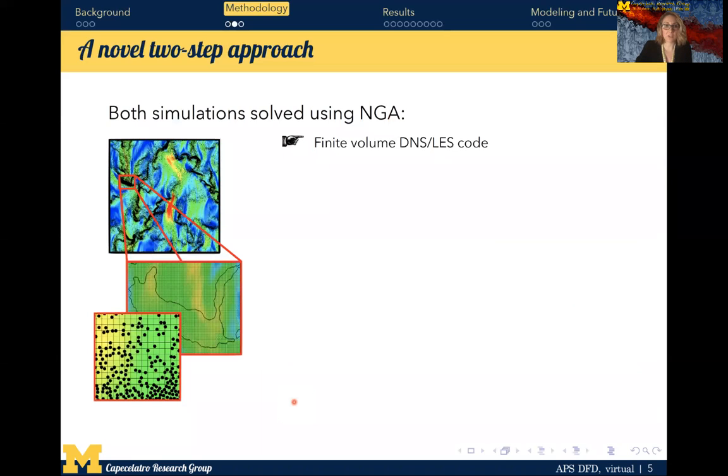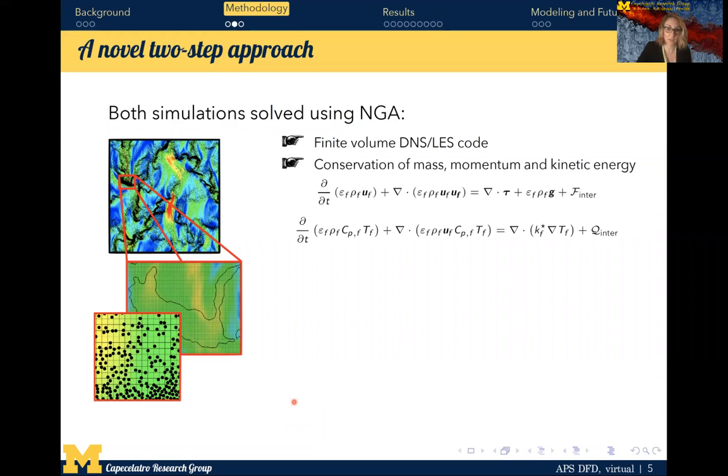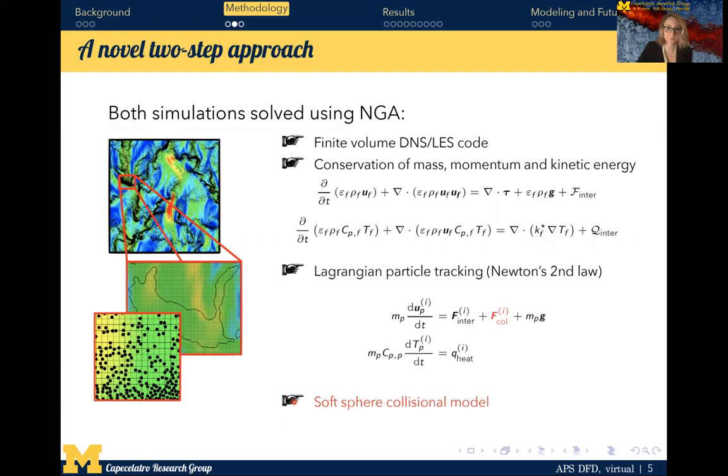Both of these simulations are solved using NGA, which is an in-house finite volume DNS LES code that conserves mass, momentum, and kinetic energy, as shown here. Particles are tracked in a Lagrangian manner using Newton's second law, where the right-hand side of the momentum equation includes an interphase force, a force of collision, which is modeled using a soft sphere collisional model, and then the body force.